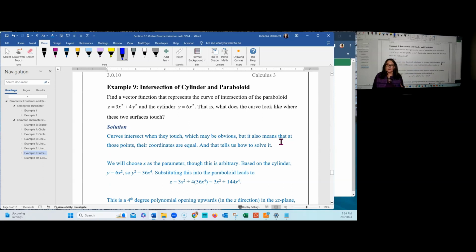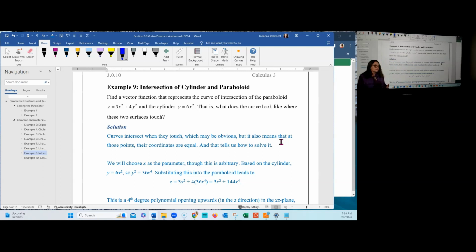Well, it may seem obvious after I say it, but it's not obvious for most people to start. When they intersect, when they touch, that means that at those points, their coordinates are equal. So the curve of intersection is basically where the equation of the paraboloid is equal to the equation of the cylinder, but they're not both solved for z equals. So in order to do it, I'm going to make a substitution.